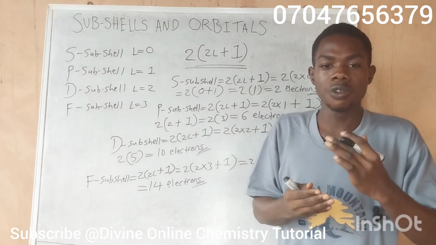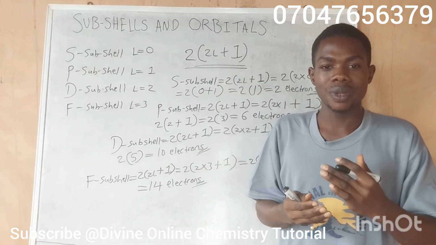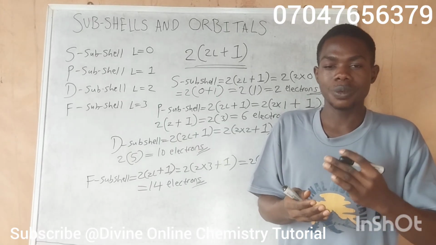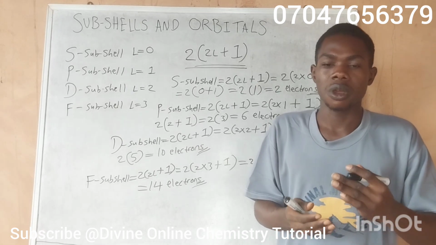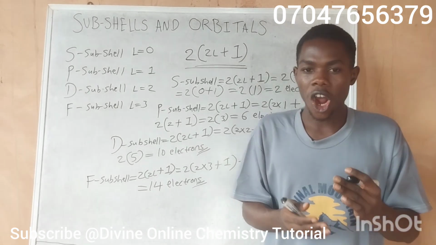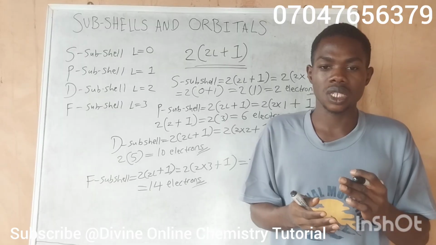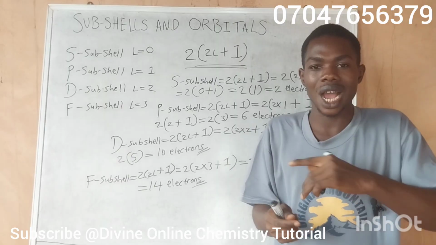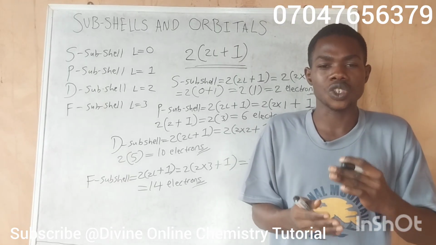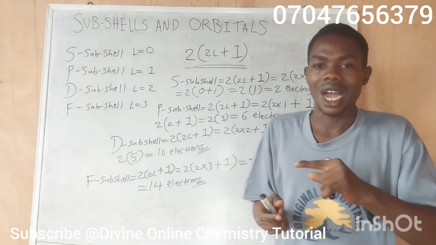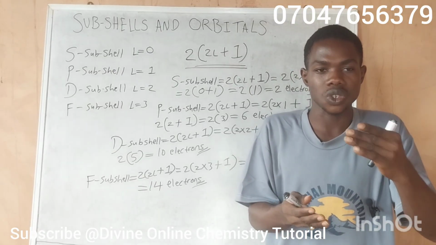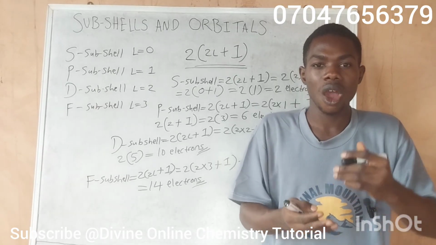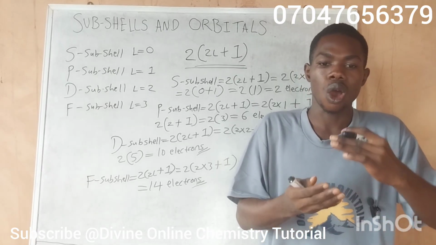So from here, we'll be moving straight to orbitals. Please take note that orbitals are derived from subshells. Now, what are orbitals? Orbitals are regions around the nucleus of an atom where electrons reside. Just like shells are regions around the nucleus of an atom where electrons also reside, that's the same way orbitals are also regions around the nucleus of an atom where electrons reside.